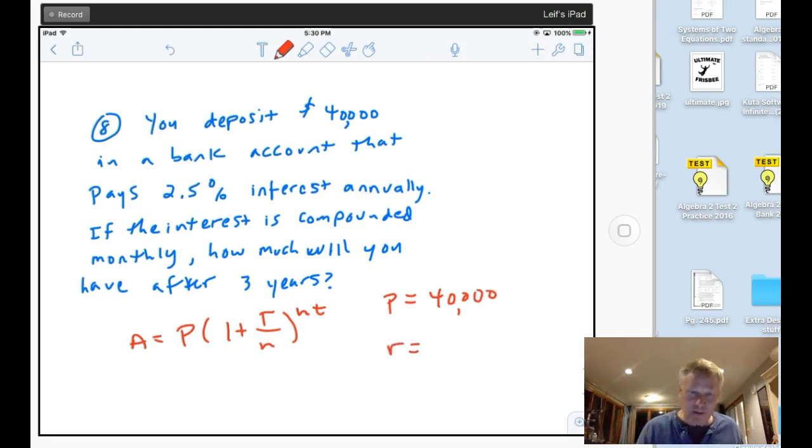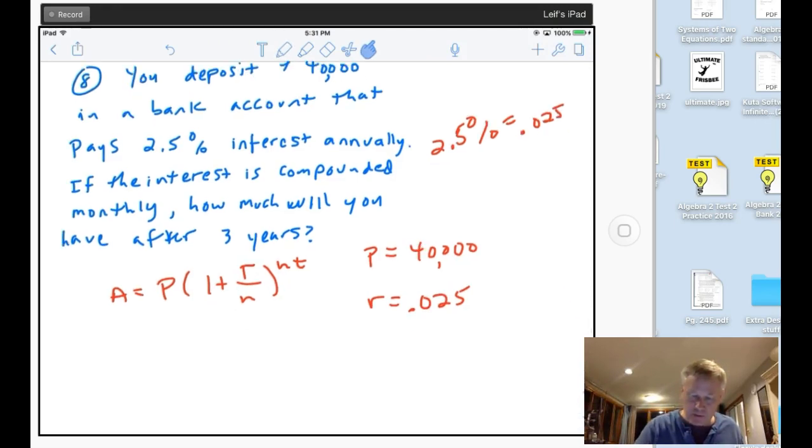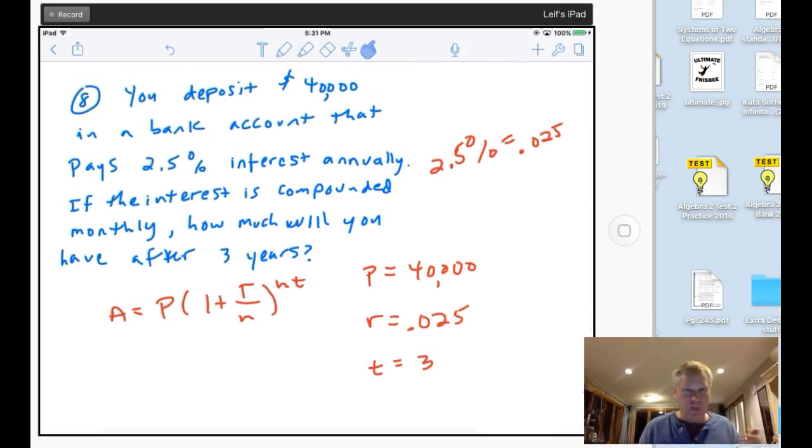r is the rate. And now remember, it's rate in decimal, so 2.5% equals 0.025. That's the biggest mistake I see on a regular basis. Kids will plug in the 2.5% and then they come back with this astronomically huge number. Remember, this is real world kind of stuff. So if you put $40,000 in the bank and you come back and you had made $4 billion, you probably made a mistake, all right? You might want to go double check your math.